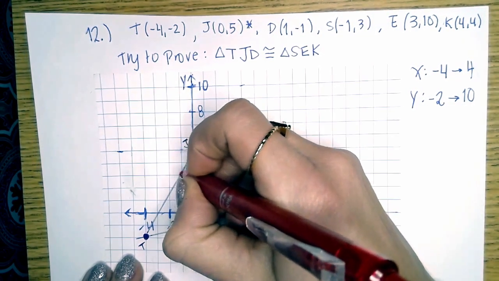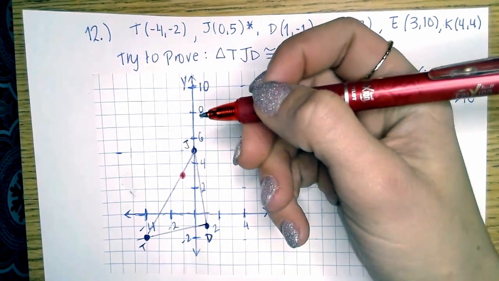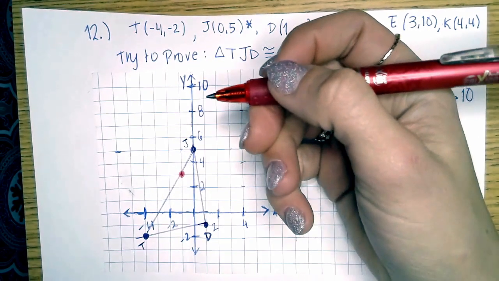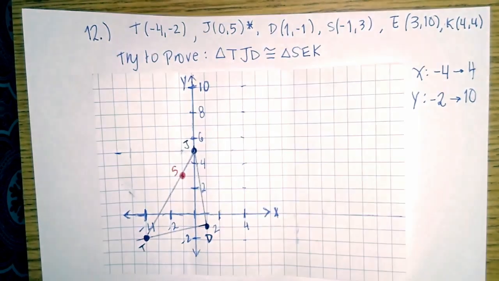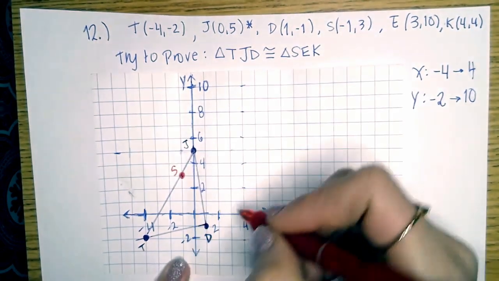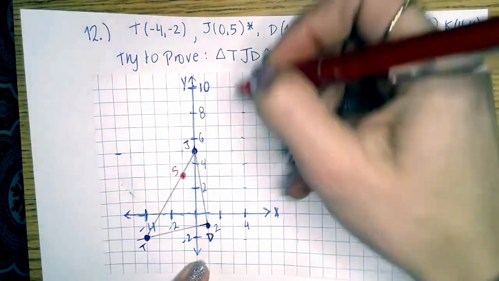Who else did distance formula? A couple of us, okay. What else can we do? Anyone have another idea? That's S. E was 3. I wouldn't measure with a ruler, but SE is 3, 10. E.